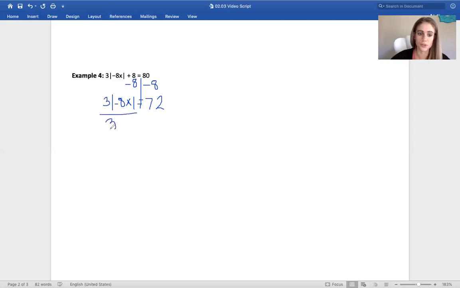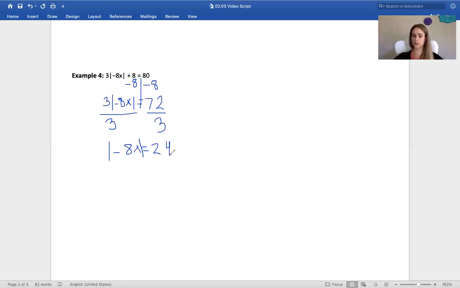So the inverse of multiplication is division. So we'll divide both sides by 3. 3 divided by 3 is 1. So we're simply left with the absolute value of -8x. 72 divided by 3 is 24. Oops, I forgot my bar. My absolute value bar is 24.